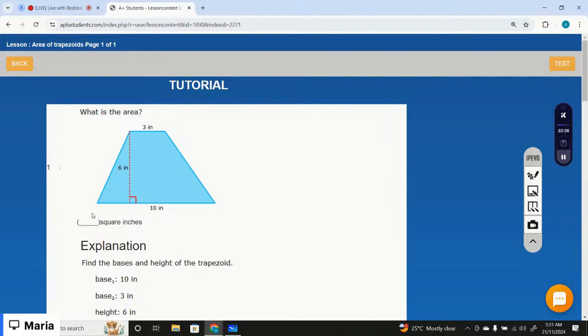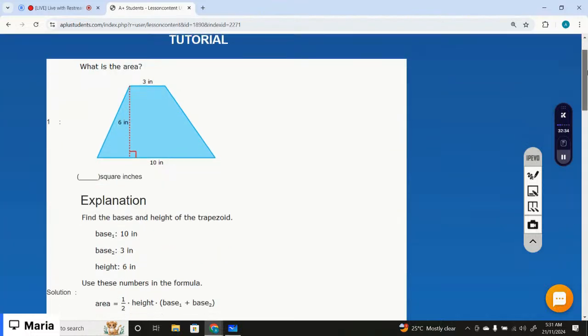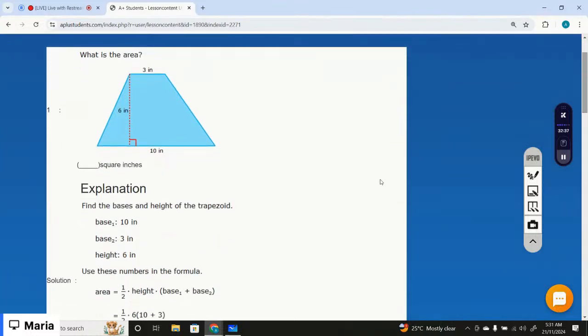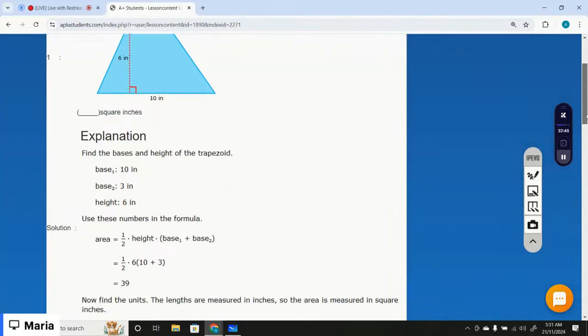What is the area? So you have to calculate the area of trapezoid. So the trapezoid has two bases, 10 inches and 3 inches, and the height is 6 inches. So the area of trapezoid is half times height times base. So for the base, you need to add the measurement of both the bases, right?